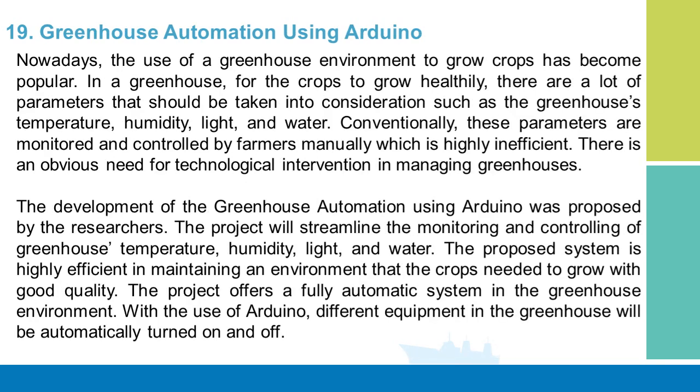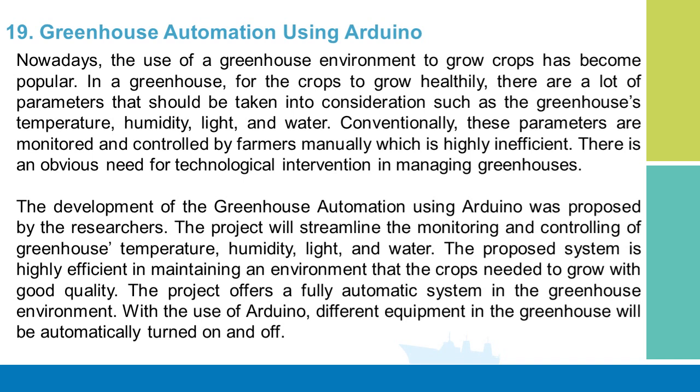Greenhouse automation using Arduino. Nowadays, the use of a greenhouse environment to grow crops has become popular. In a greenhouse, for the crops to grow healthily, there are a lot of parameters that should be taken into consideration, such as the greenhouse's temperature, humidity, light, and water. Conventionally, these parameters are monitored and controlled by farmers manually, which is highly inefficient. There is an obvious need for technological intervention in managing greenhouses.